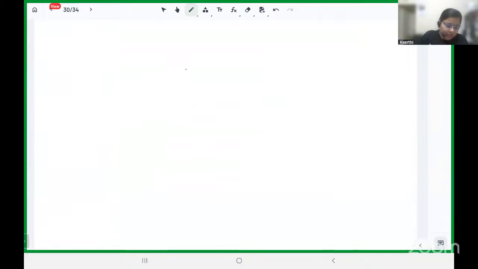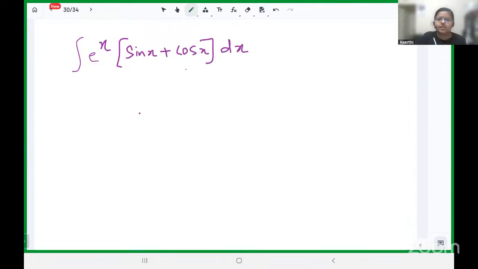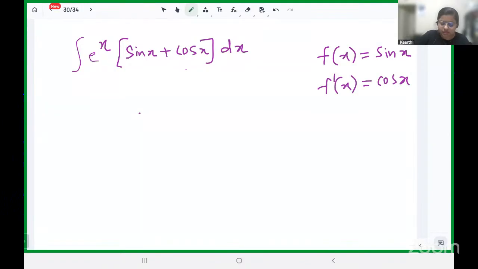That is, integral e raised x into sin x plus cos x dx. Okay, so which function should you choose as f of x? If you take f of x is equal to sin x, what is the derivative of sin x? f dash of x, the derivative of sin x, is cos x, right? Now, is this of the form e raised x into f of x plus f dash of x?